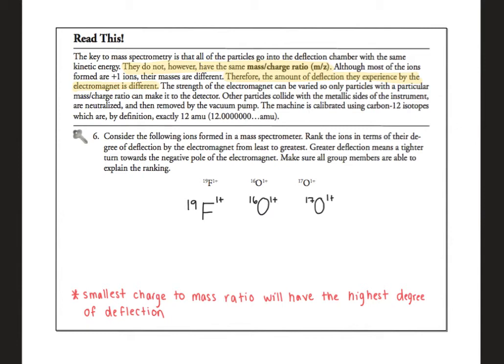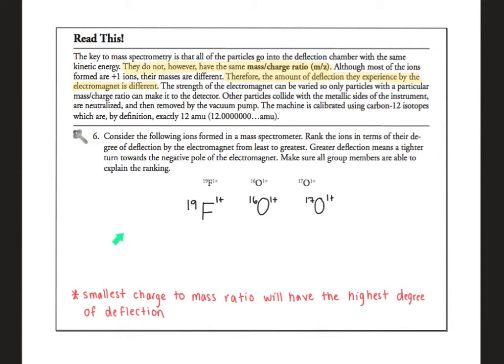The key to mass spectrometry is that all of the particles go into the deflection chamber with the same kinetic energy. They do not, however, have the same mass to charge ratio, m to z. Although most of the ions formed are +1 ions, their masses are different. That's what makes them isotopes. Therefore, the amount of deflection they experience by the electromagnet is different.